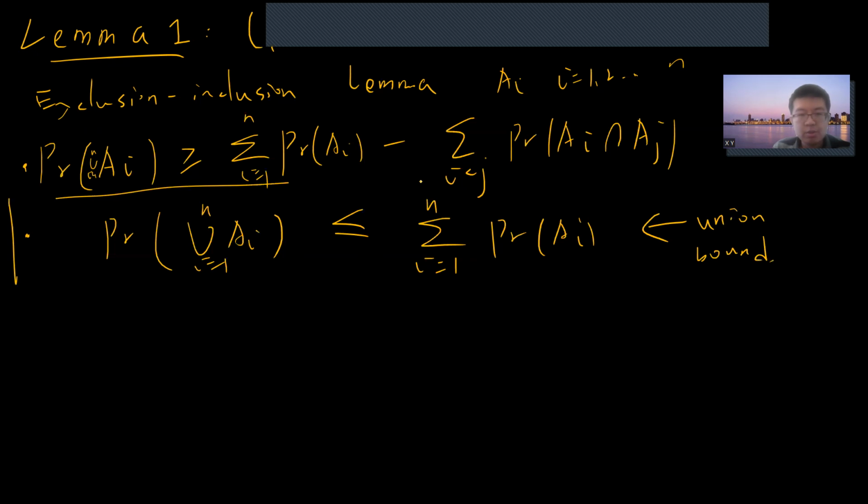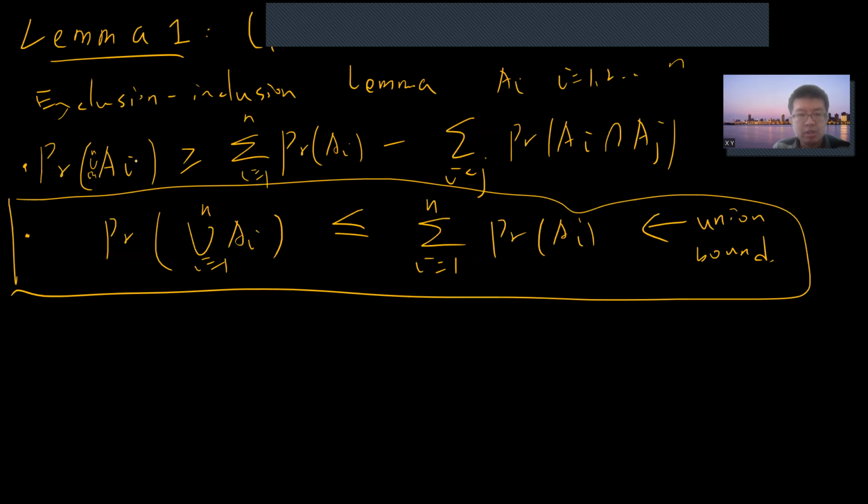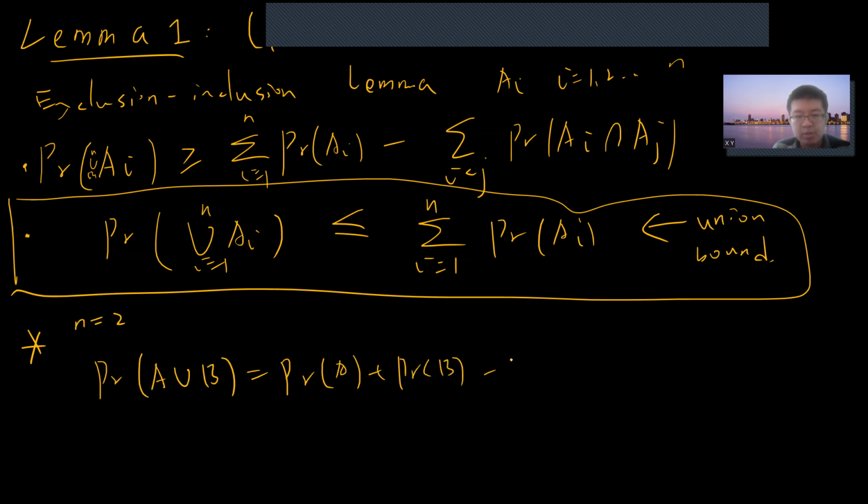Well, I think everyone knows about the union bound, so I would like to prove the first one. Let's just do mathematical induction. I would say n equals 2. It's a very simple exercise, right? You know the probability of A union B is the probability of A plus the probability of B minus the probability of A intersection B, right? So it's trivial, it's equal.